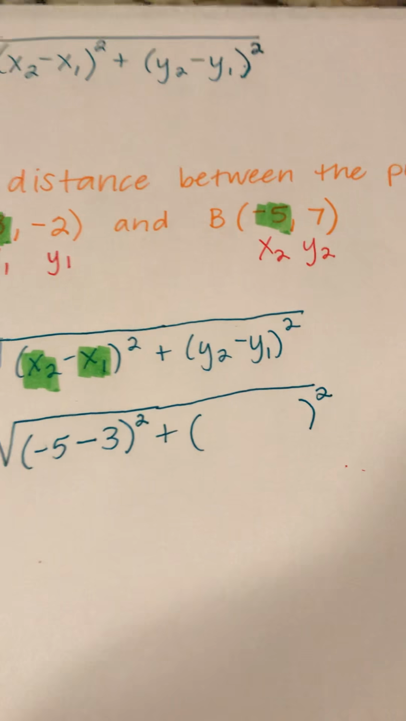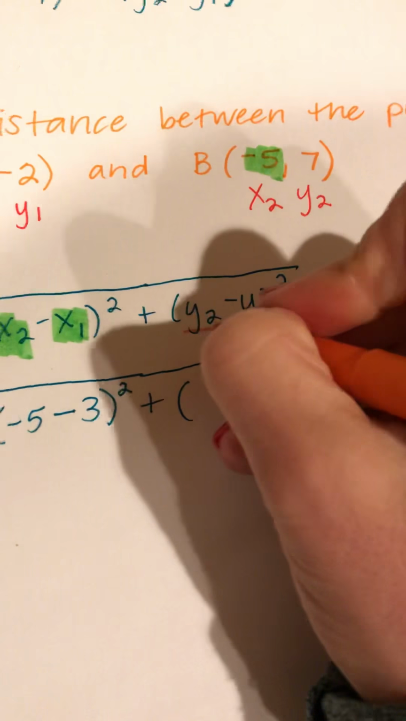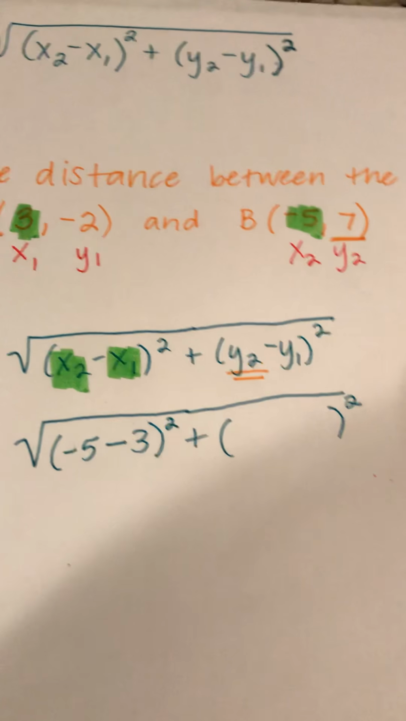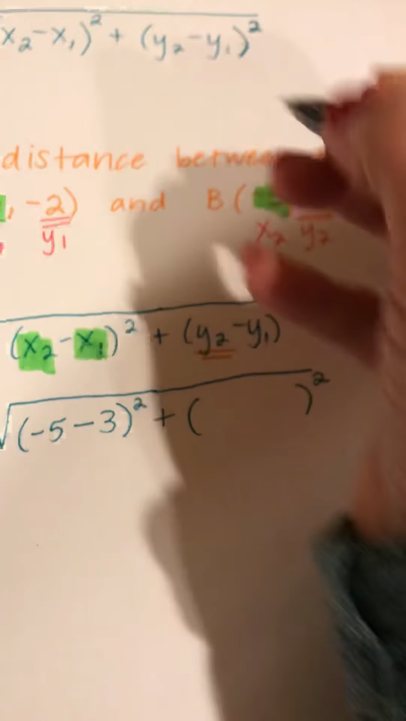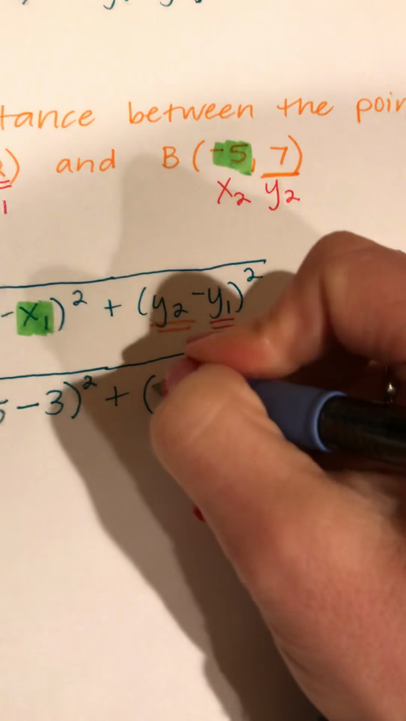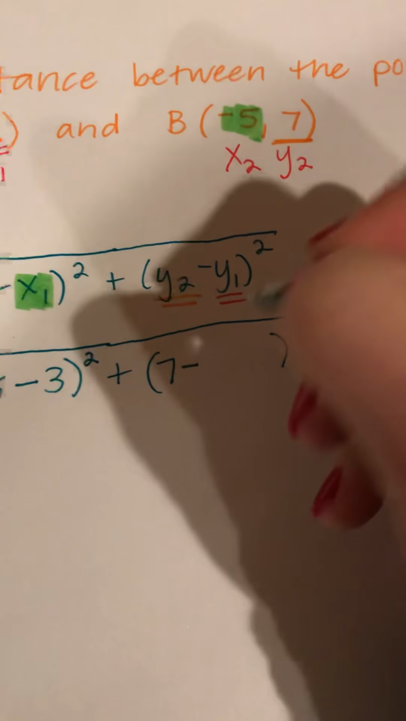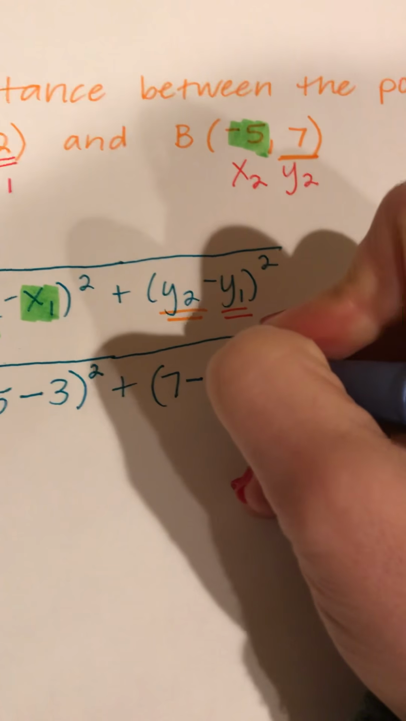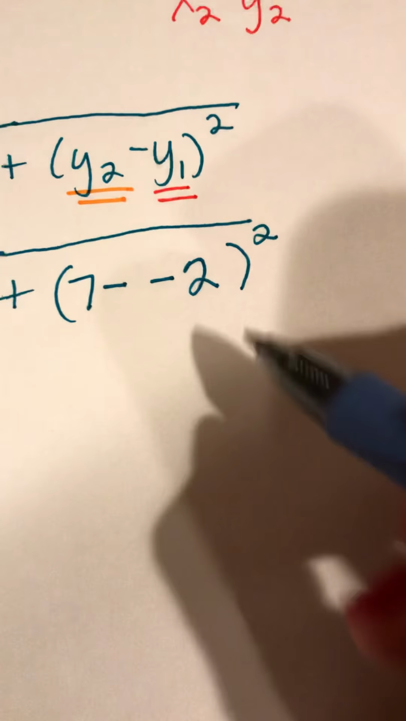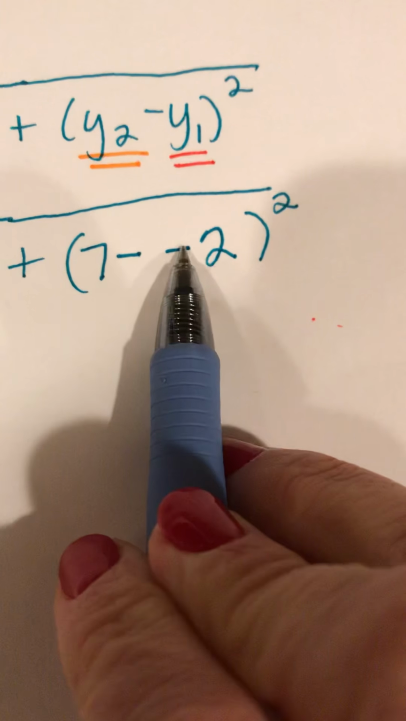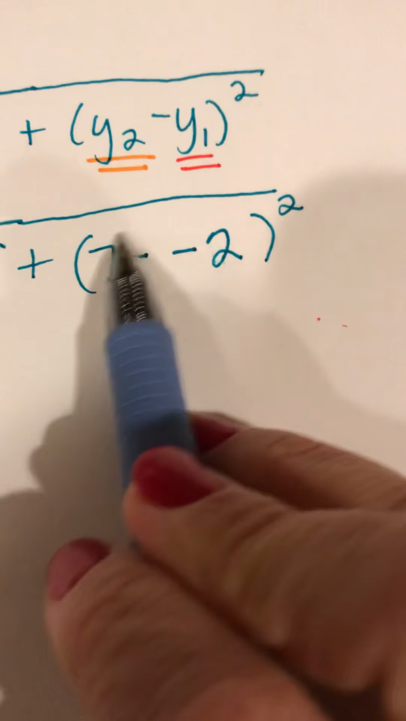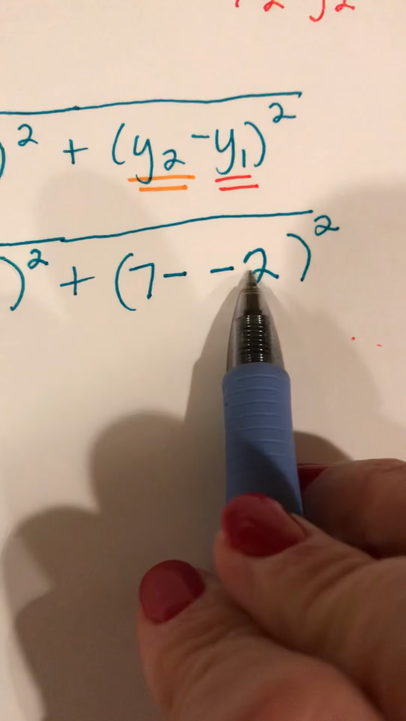And I didn't have another highlighter here, so I'm just going to underline. Here's my y2. There's my y1. So I'm going to have y2 is 7 minus y1 is negative 2. Now, notice we have minus a negative. So you need to understand that that's actually going to become a positive. If you don't, you do have your calculator.